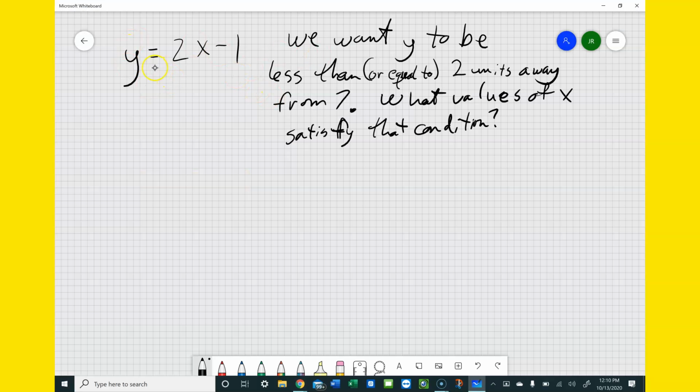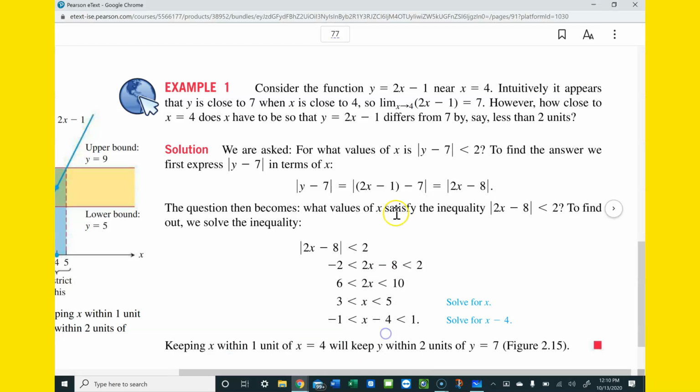Okay, so here's our problem, y equals 2x minus 1, and we want to choose values of x such that y is going to be less than or equal to 2 units away from 7. What values of x satisfy that condition? All right, let me go back to my problem and show you how they worded the question. I just reworded the question in a way I think you could understand better, but here's how they worded the question.